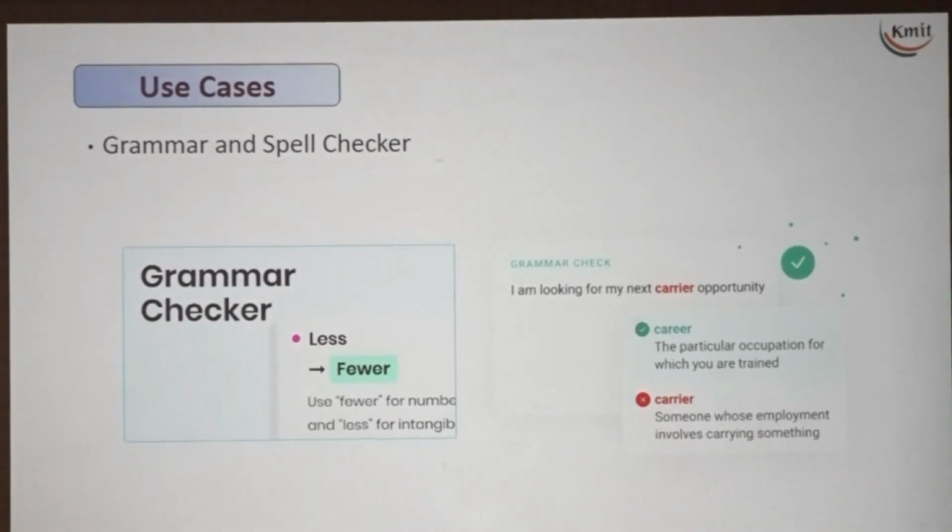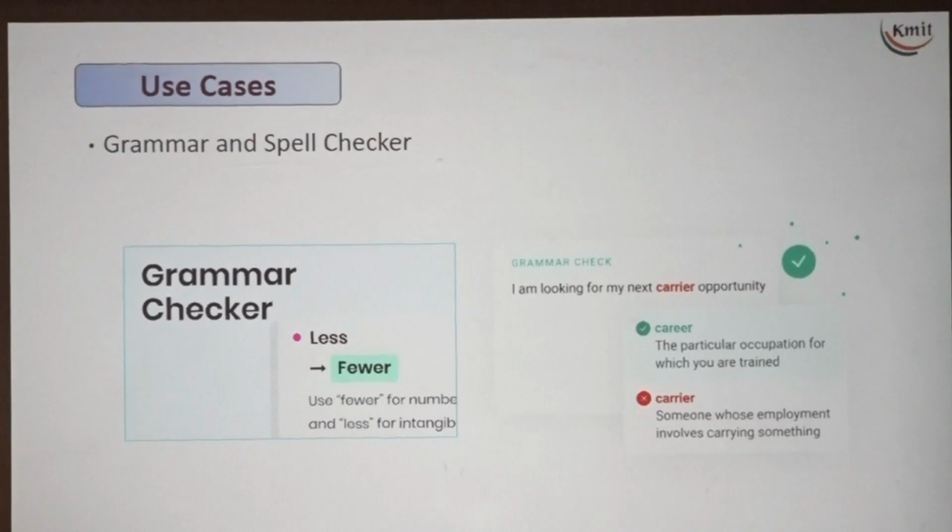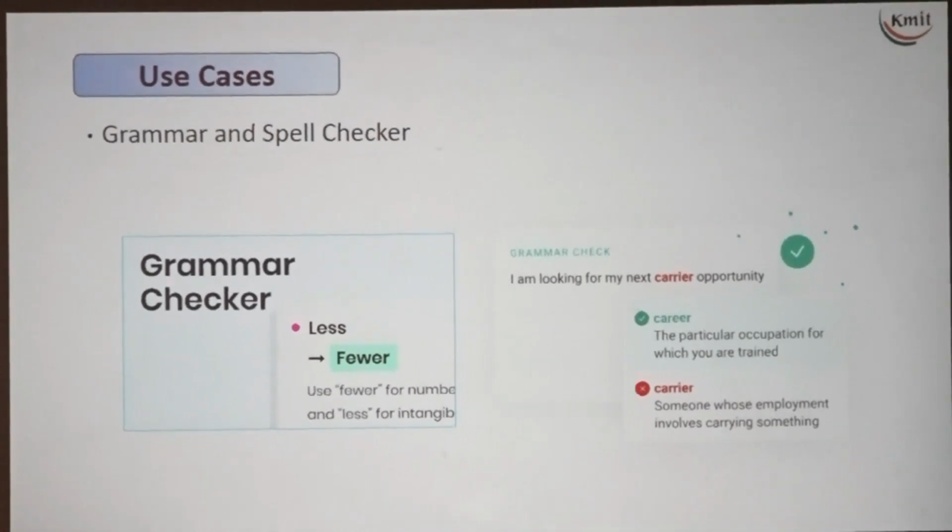Spelling and grammar checker. I am typing some documentation and I used the word less, but it suggested the word fewer, along with the descriptions: fewer is for numbers and less is for intangibles. How beautifully it is suggesting me.